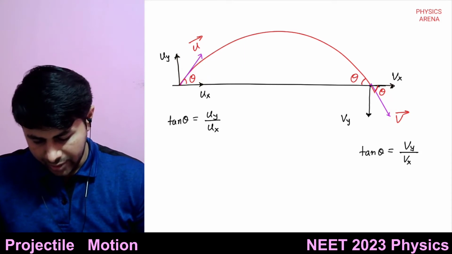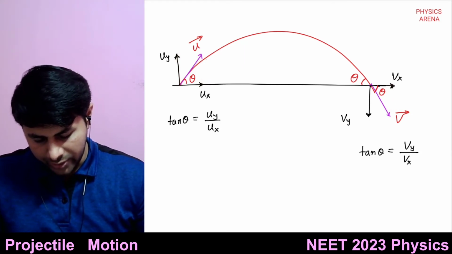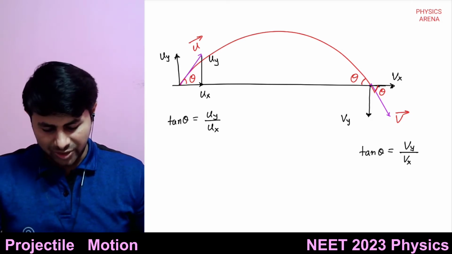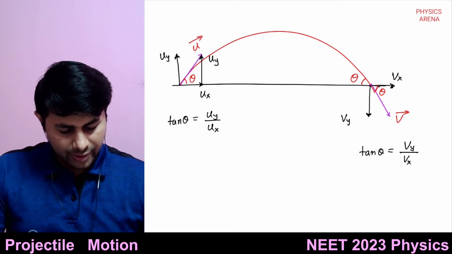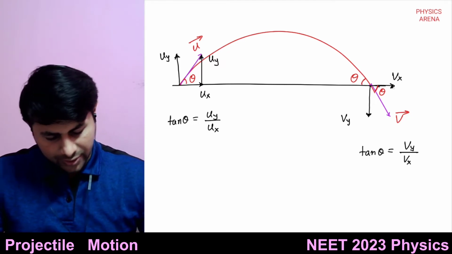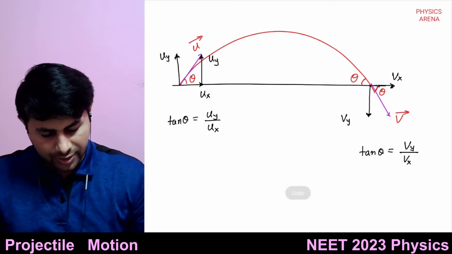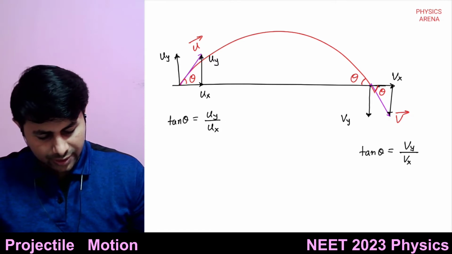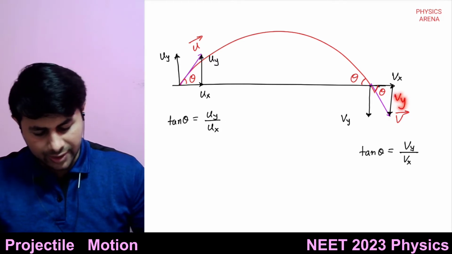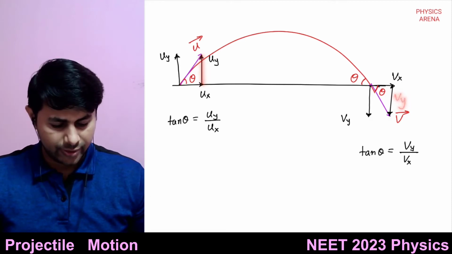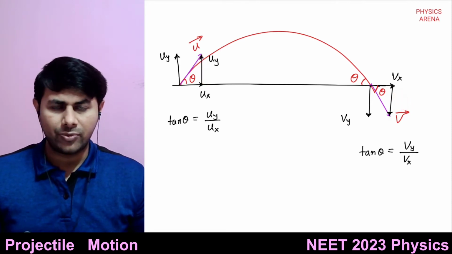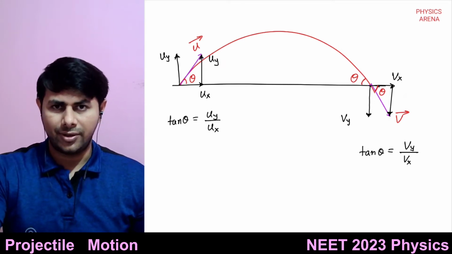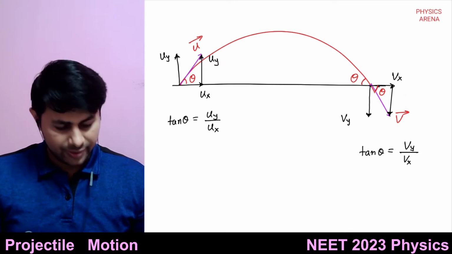If you draw the y component of velocity here, this is uy, and the y component of final velocity you can draw here. So their magnitude is equal, right? Vy is equal to Uy. And the x component of velocity is constant, it's not changing. The y component is changing, but when it hits the ground, it is the same as the initial y component.